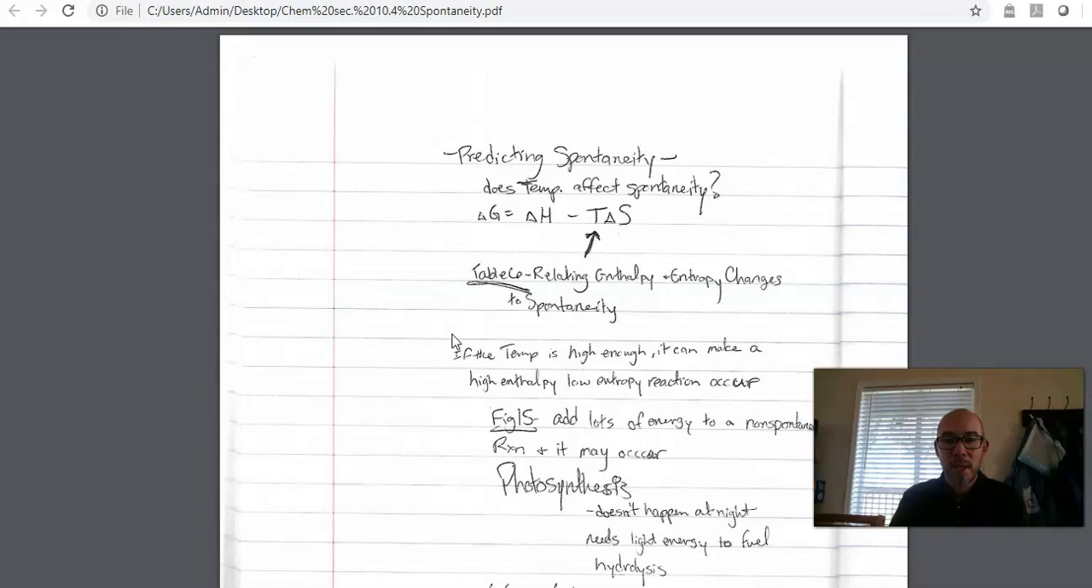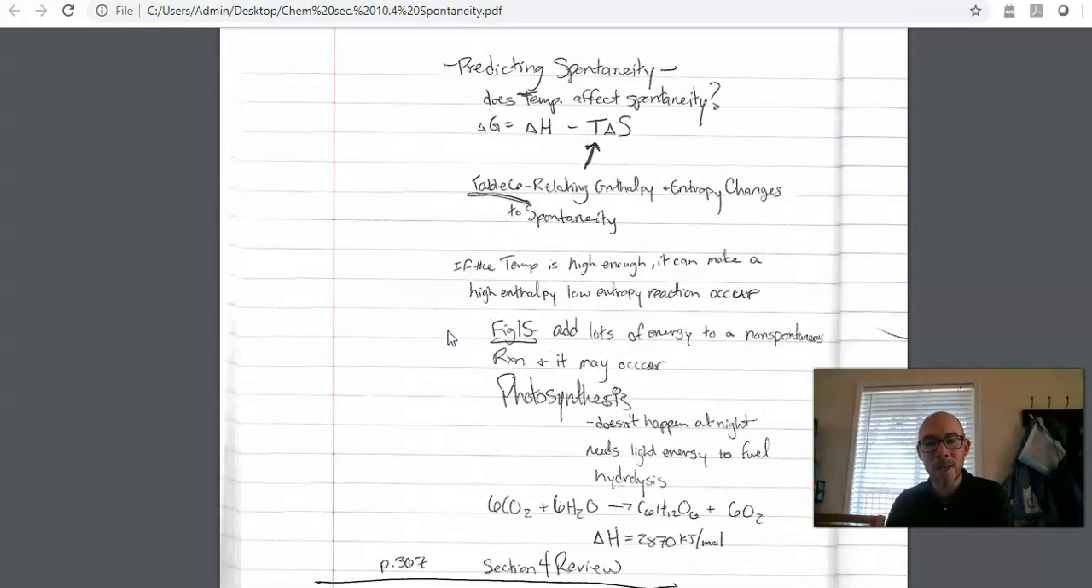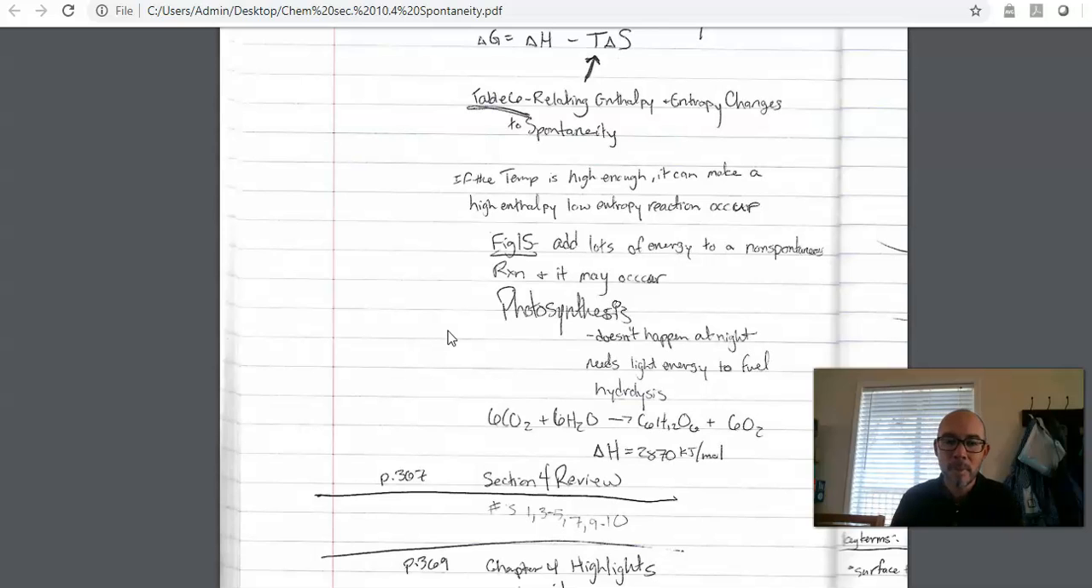If the temperature ends up being high enough, it can make a high enthalpy, low entropy reaction occur. Something that wouldn't normally occur given delta H and delta S. If you ramp up the temperature, you can make it so that it does occur. You can tip the balance by just raising the temperature on a reaction. A good example of that is photosynthesis. Photosynthesis doesn't happen at night, which means it's not spontaneous.